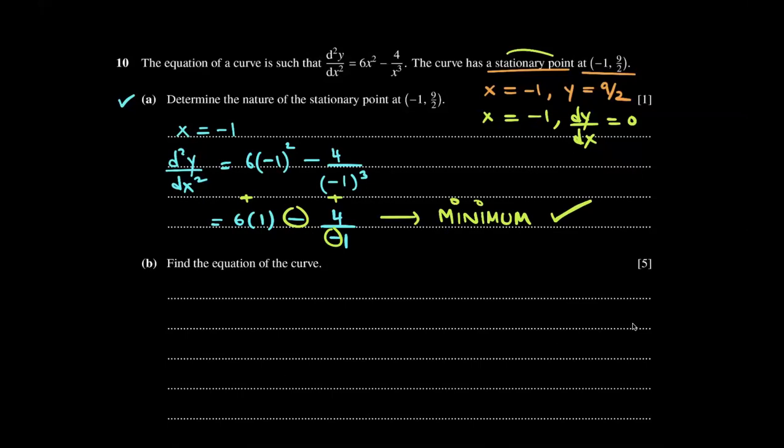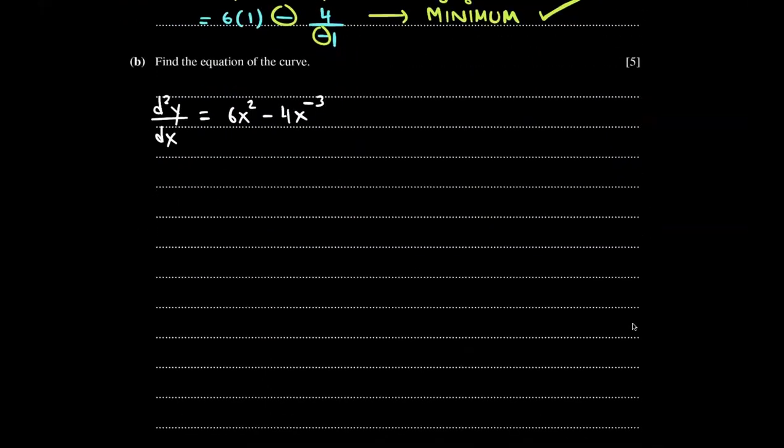Now it's asking for the equation of the curve. First of all, the second derivative is given as 6x² - 4x raised to the power of -3. When we integrate it for the first time, we get dy by dx. That is the integral of (6x² - 4x⁻³) dx.